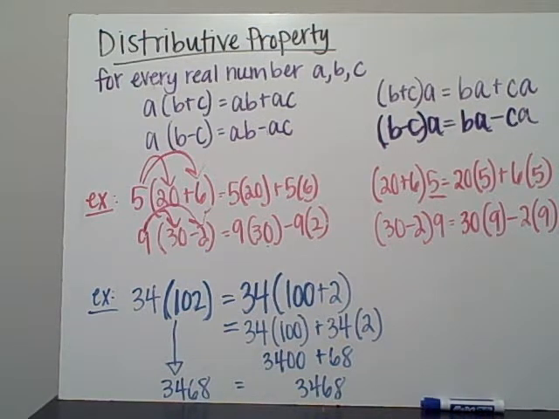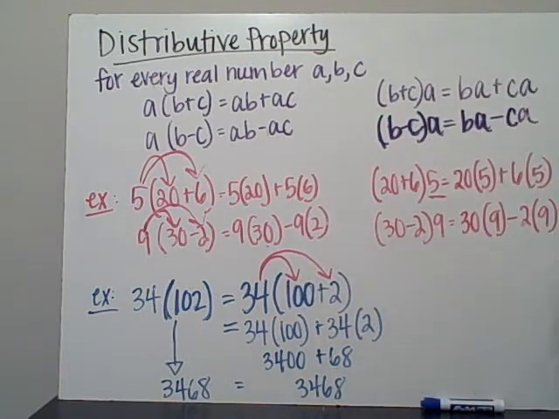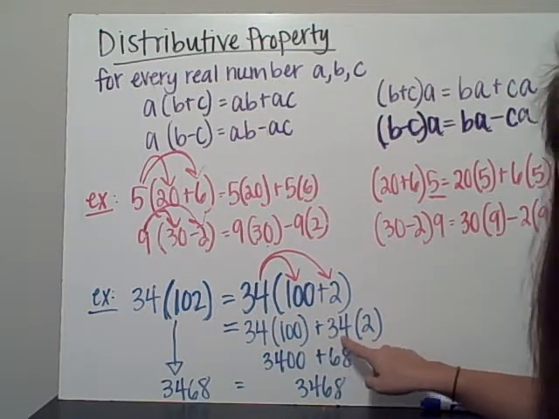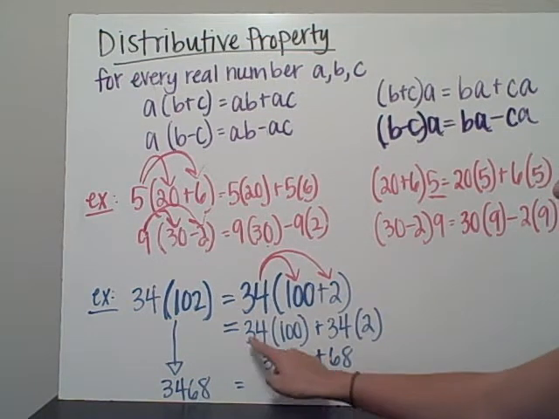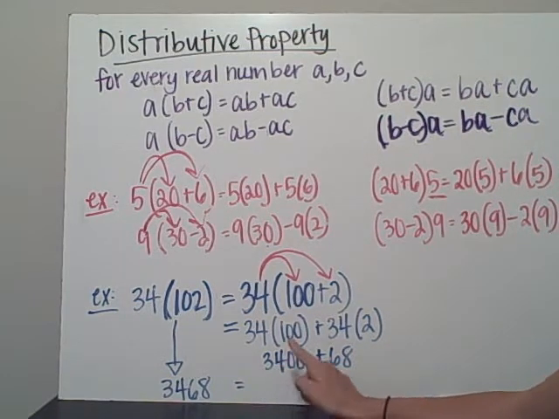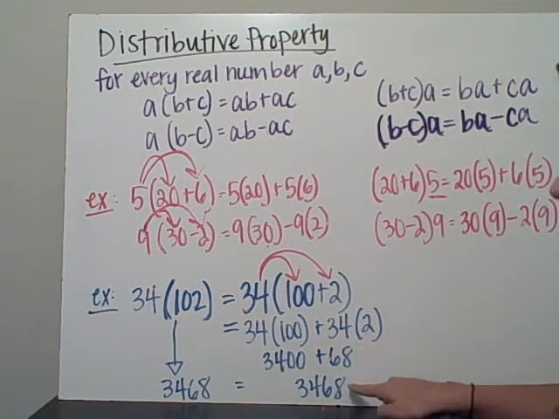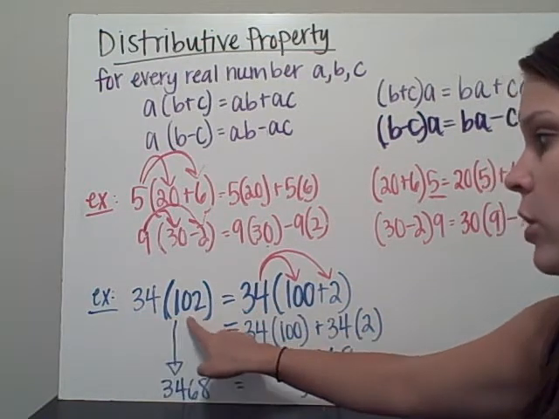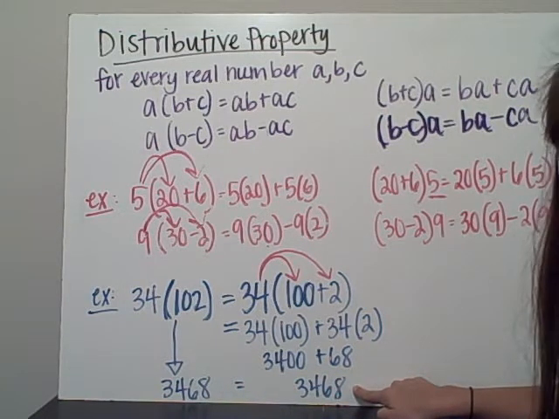So now, using the distributive property, we can distribute this 34 to everything inside the parentheses, and we get 34 times 100 plus 34 times 2. Well, this is easier mental math for me because I can multiply 34 times 100 easily in my head. We get 3,400, and 34 times 2 is 68. When we add these together, we get 3,468. If you were to actually multiply 34 times 102, you would get the same answer as if we did it using the distributive property.